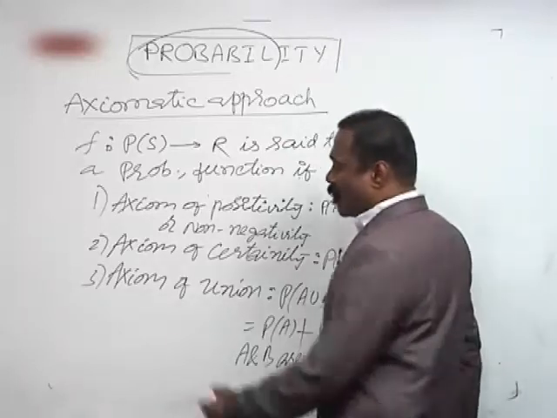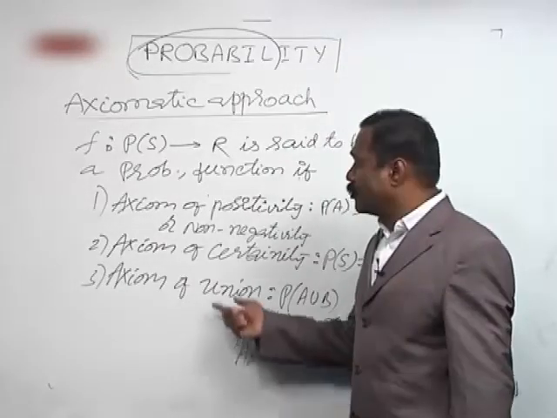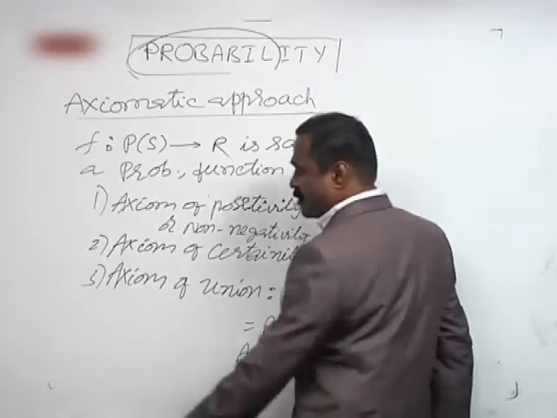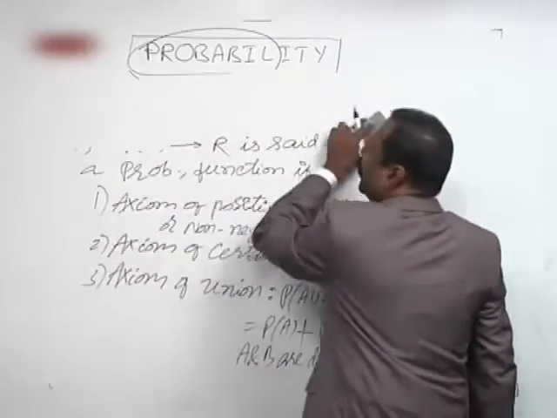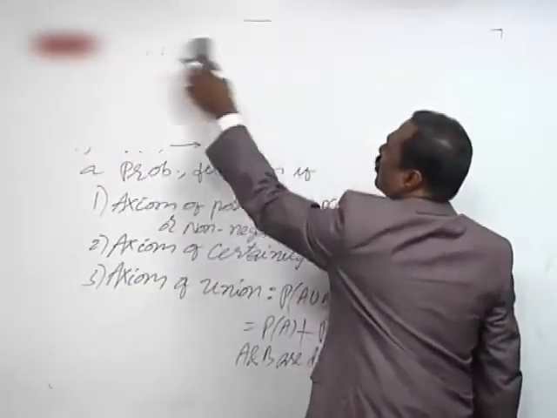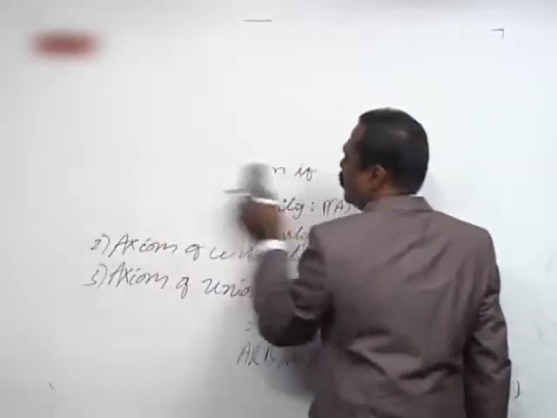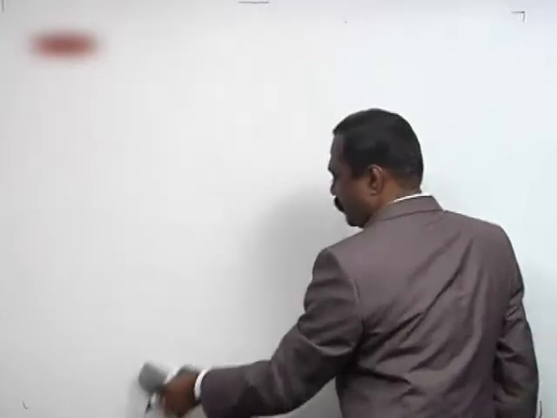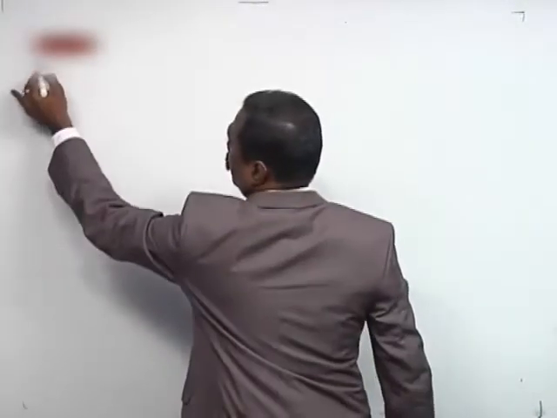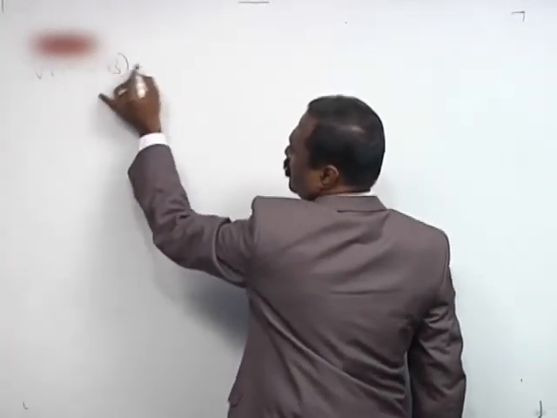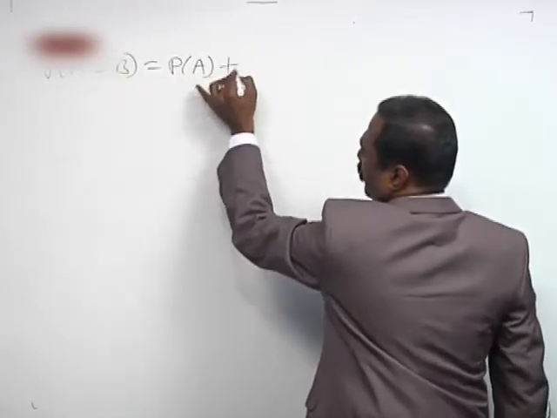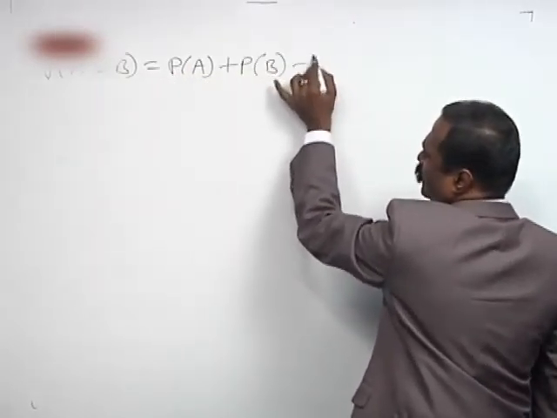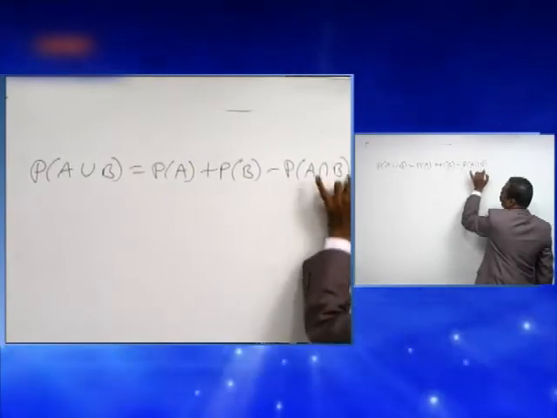When there is something common, how do we apply this axiom of union, which is nothing but the addition theorem? Understand it carefully. The addition theorem is based on the axiom of union only. So the addition theorem is P of A union B is equal to P of A plus P of B minus P of A intersection B. Why should it be P of A intersection B?